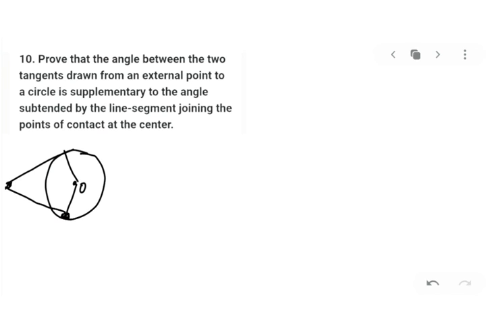And then further it says you have to prove that the angle between two tangents, that means we are talking about this angle, and from an external point to a circle is supplementary to the angle subtended by the line segment joining the point of contact to the center. So point of contact, okay, they are talking about the central angle. So we are talking about the central angle.